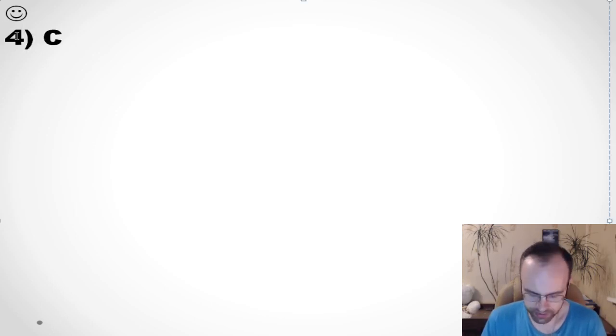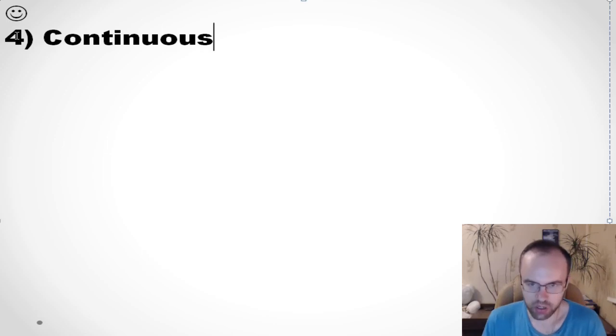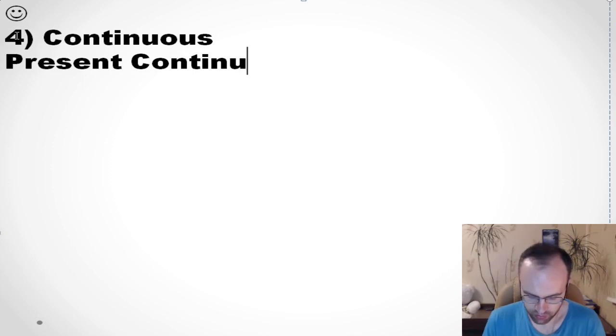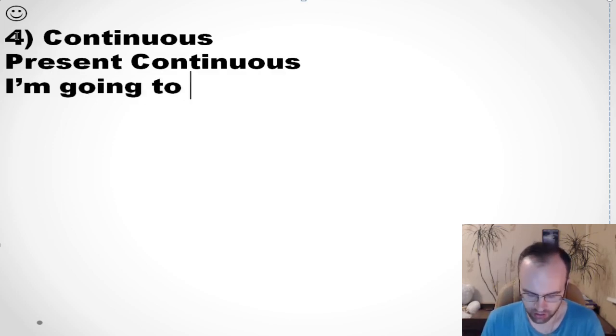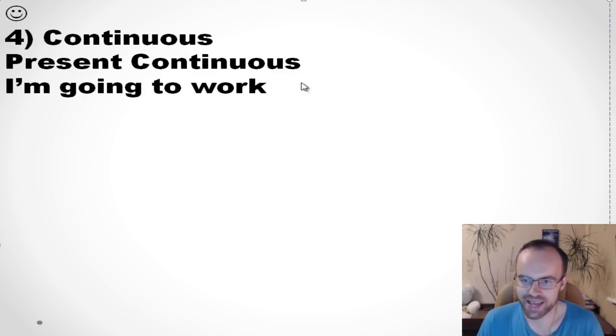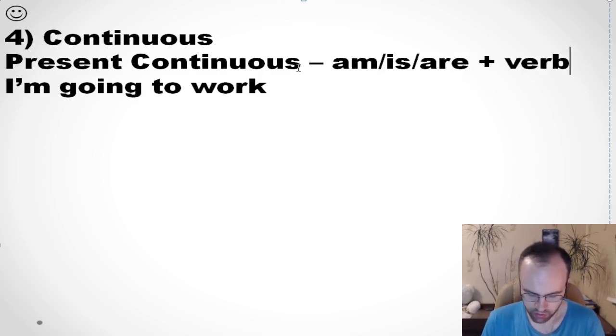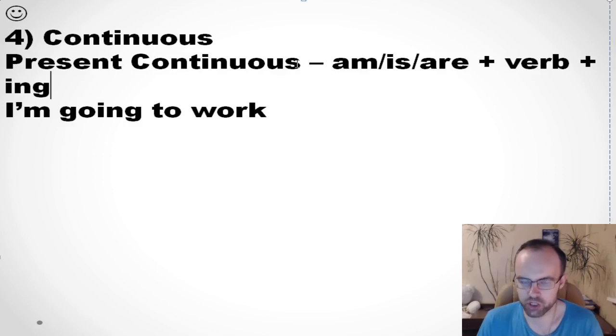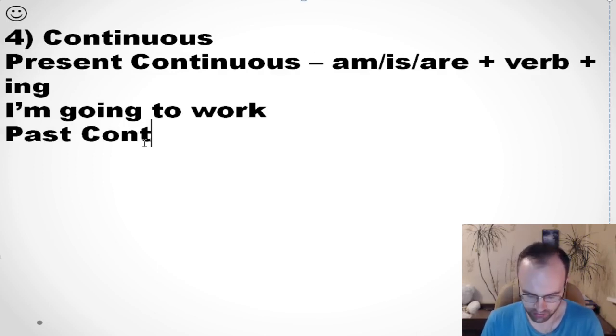So we call this group continuous. And you also have present continuous. So it's about the things which are happening now. For example, someone can say, I'm going to work. It's happening at the moment. And we use am, is, are, plus verb, plus ing. I'm going to work.